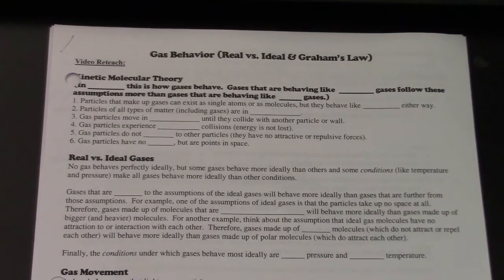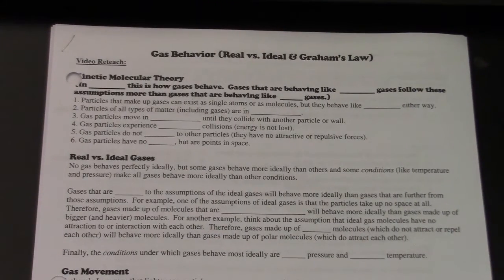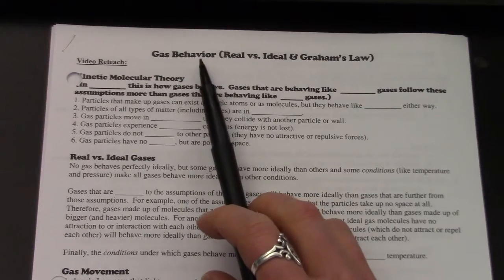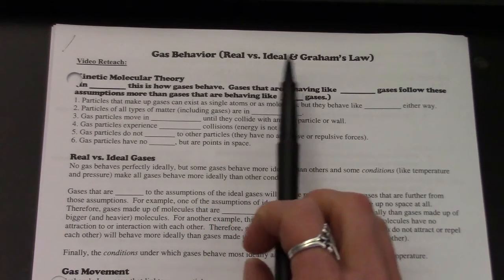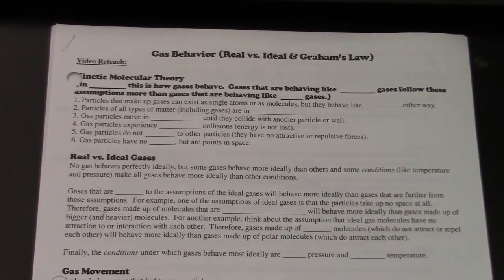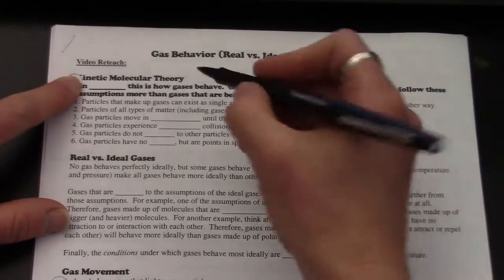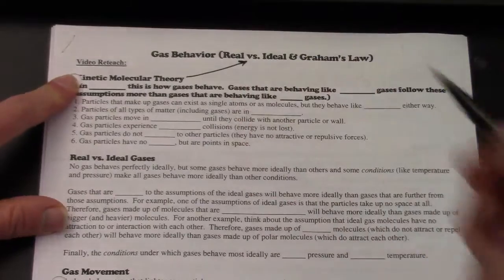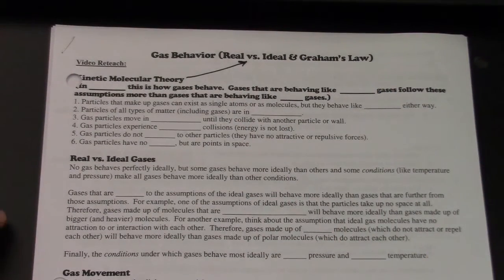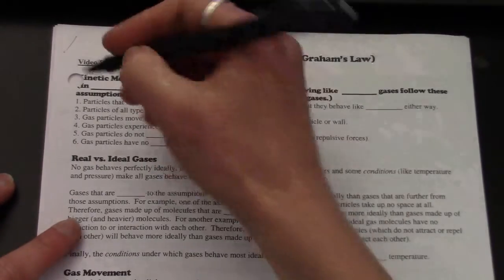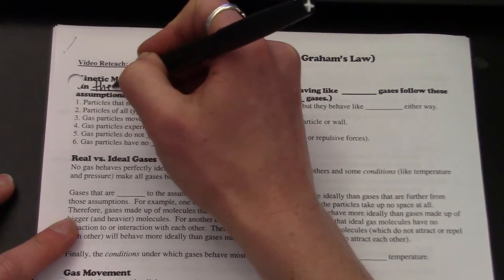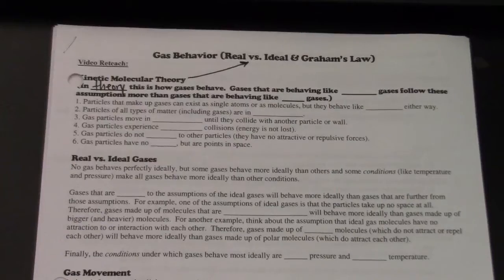Hi everyone. This is the video reteach of how gases behave, talking about real versus ideal gases and Graham's law. We're going to start off with the kinetic molecular theory because it's related to this real versus ideal question. The kinetic molecular theory is basically, in theory, how gases behave. Now, no gas follows this perfectly.